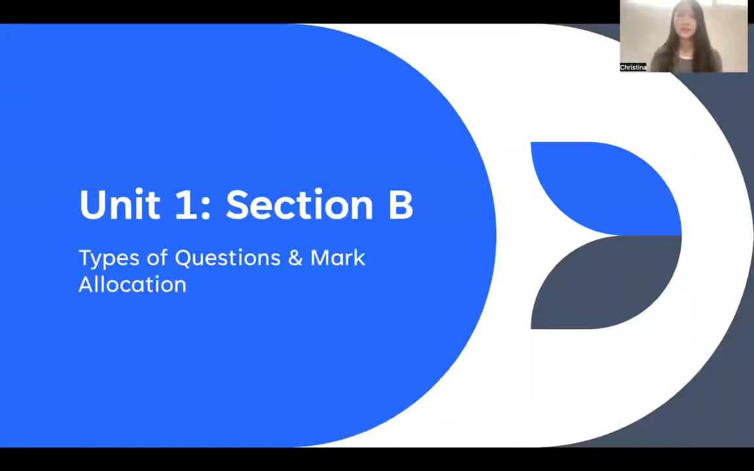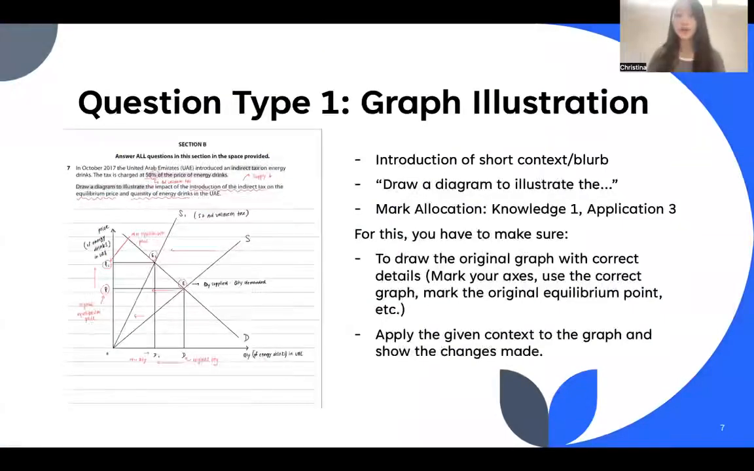좀 더 section B는 깊고 파고 들어가려고 해요. 그래서 지금 이제 what we're going to discuss is going to be types of questions and mark allocations. 첫 번째 유형이죠. 이제 the first question type that always comes 항상 이게 첫 번째로 나오는 문제 같은데 제가 본 모든 그 past papers들을 보면 이 문제가 항상 첫 번째 나오는 것 같아요. section B에는 graph illustration. 그래서 여기에 예시를 넣어봤고 기억해야 되는 부분들을 좀 넣어봤어요.